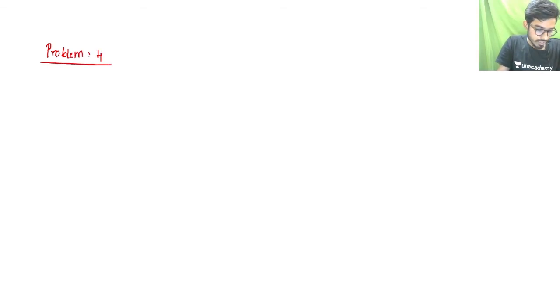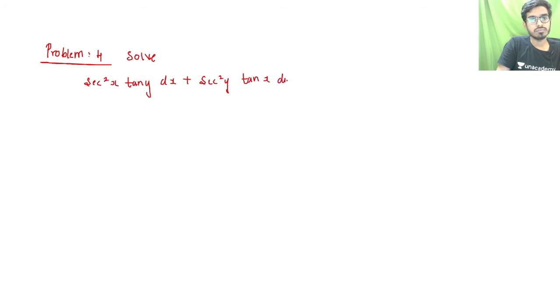So now we'll move on to problem number 4. Problem number 4 is: solve secant square x tan y dx plus secant square y tan x dy is equal to 0. So we need to find the solution.